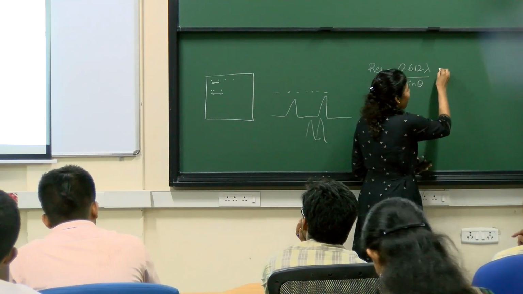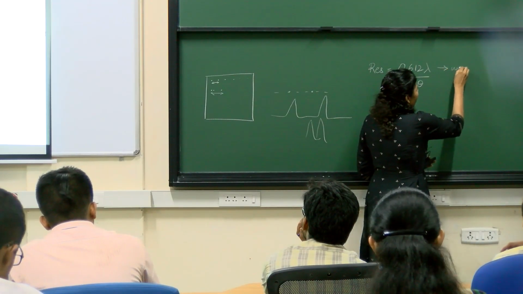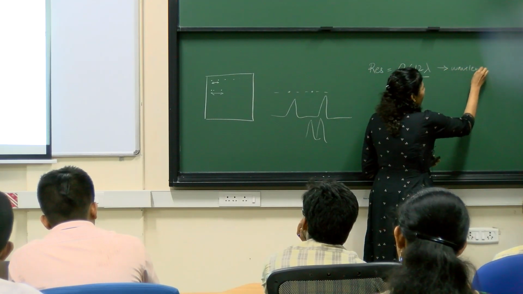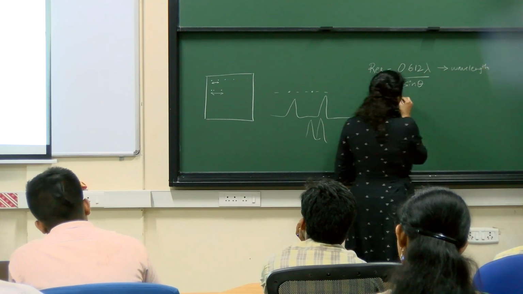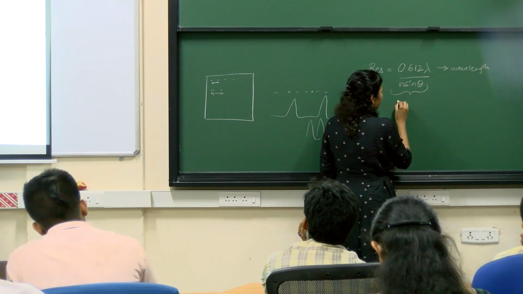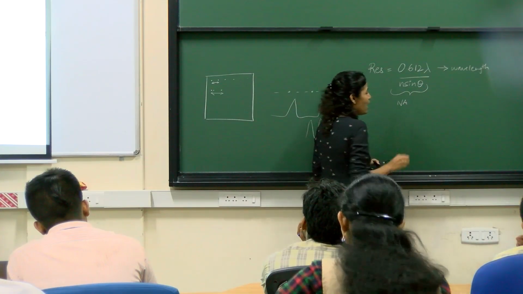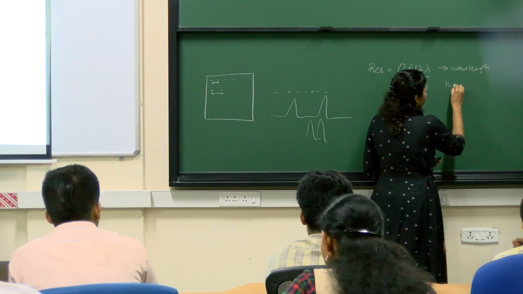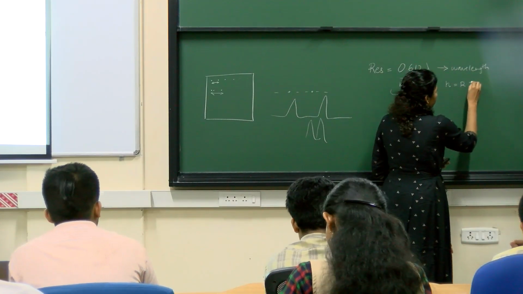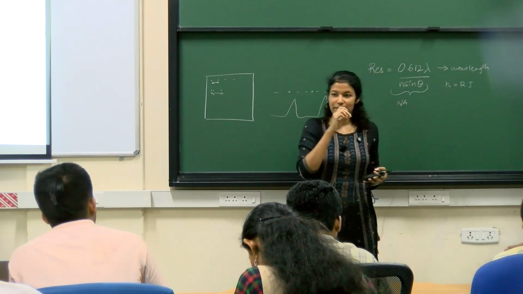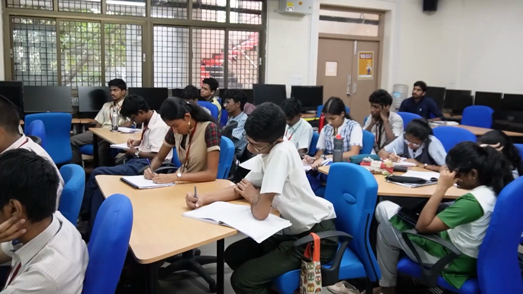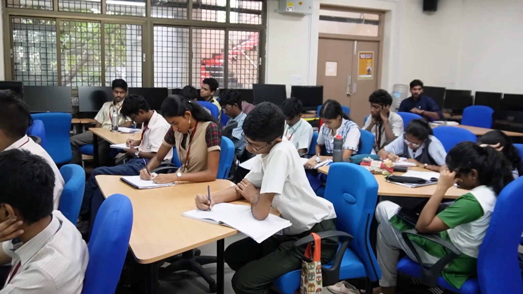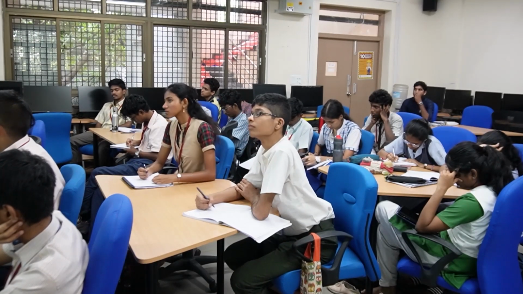Lambda is the wavelength of light. And this whole quantity we call the numerical aperture. And n is the refractive index. You all know what a refractive index is? You all know refraction also, right? Yeah. So n is the refractive index. And sine theta or sine alpha.